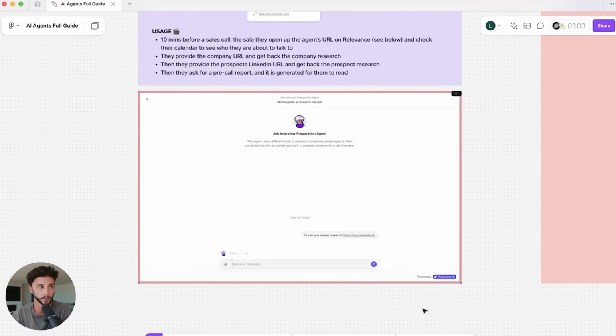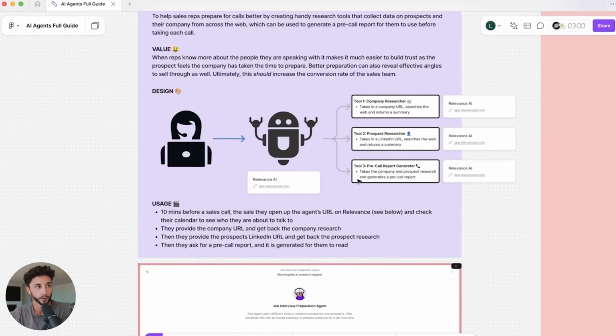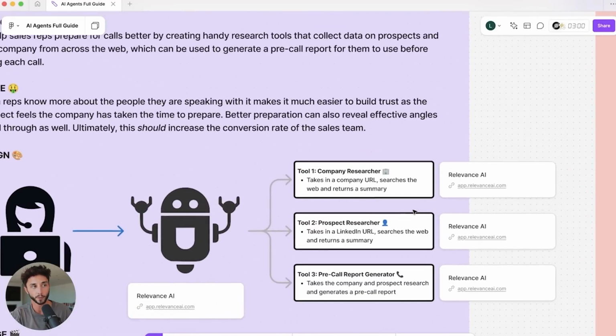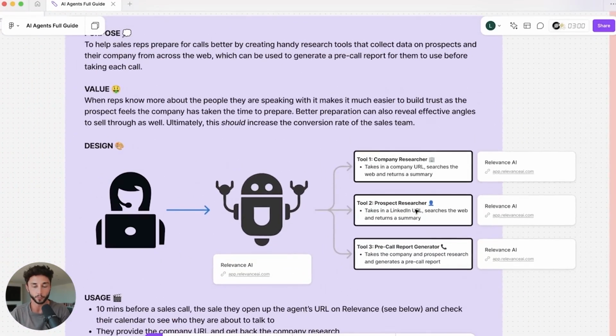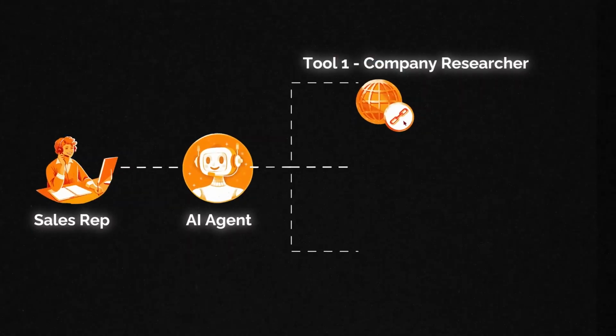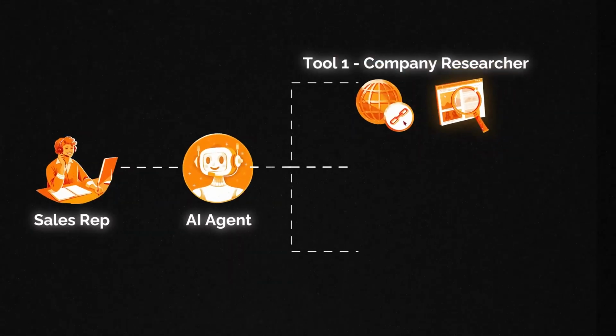You can add tools, and in this case we're going to have three different tools for our agent. One's going to be a company researcher tool. This is when the sales rep would say, hey, I have a call coming up soon, I need to research this company because this is who I'm going to be on a call with. So they'll put in the company URL. This tool that we're going to create is going to go and research that company and bring back a summary.